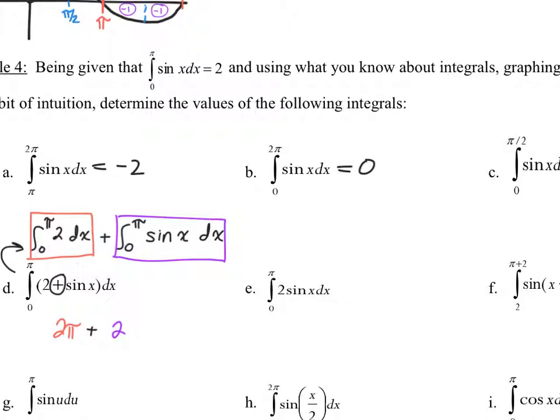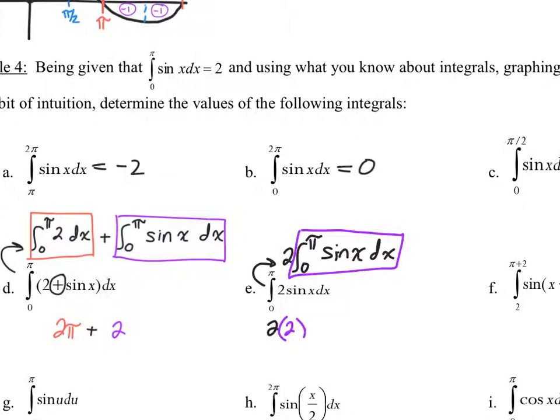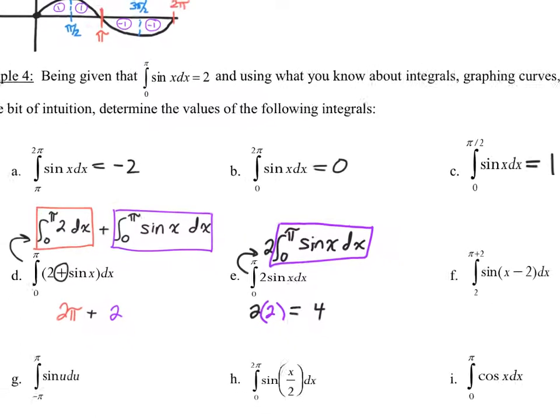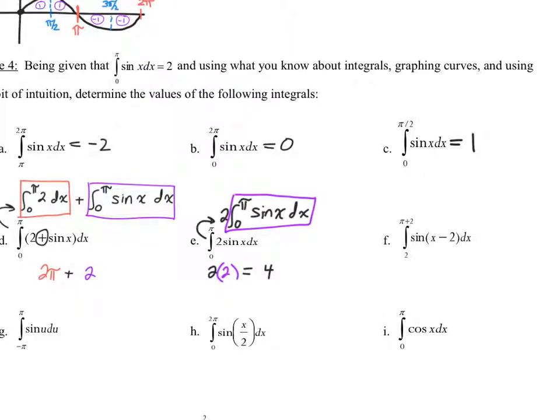For E, we have a little constant multiple action going on there. So I could pull out the 2. So 2 multiplied by, same deal, 2 multiplied by 2, and we'll get a 4. Gets a little funkier after that.